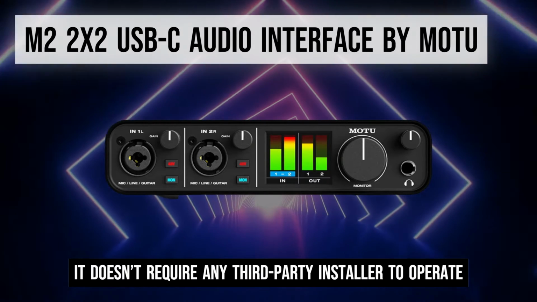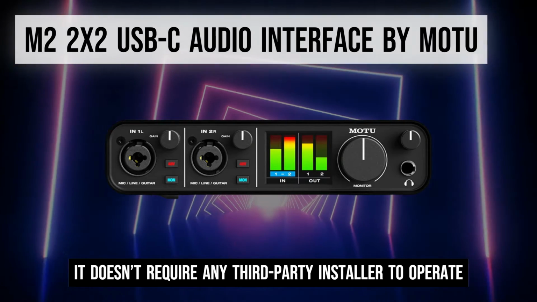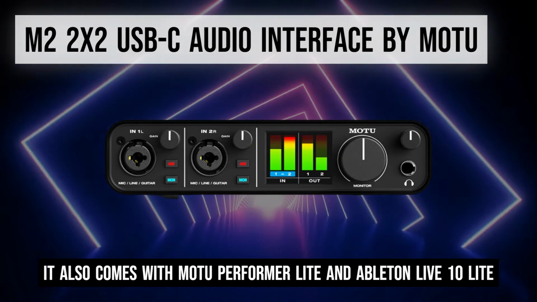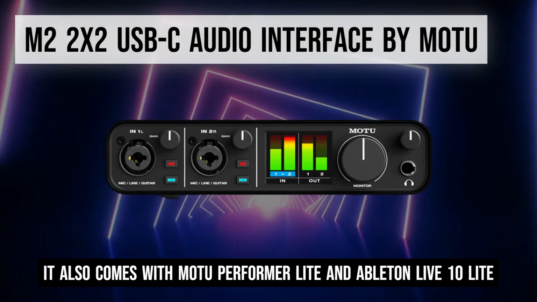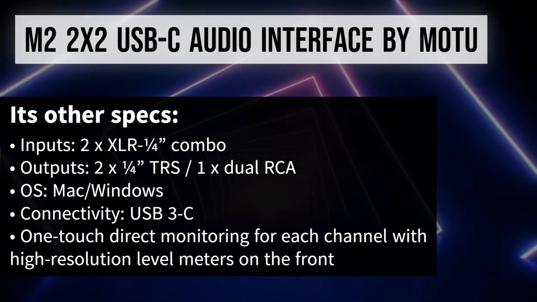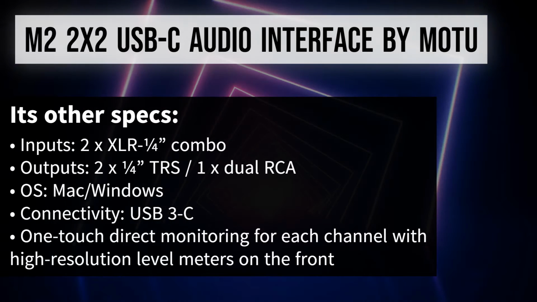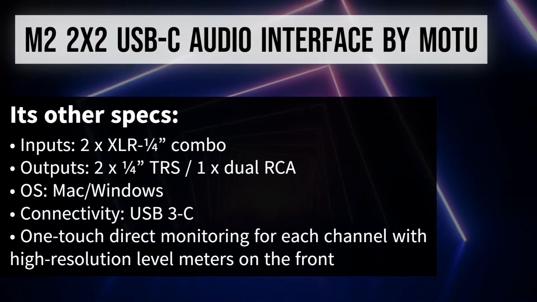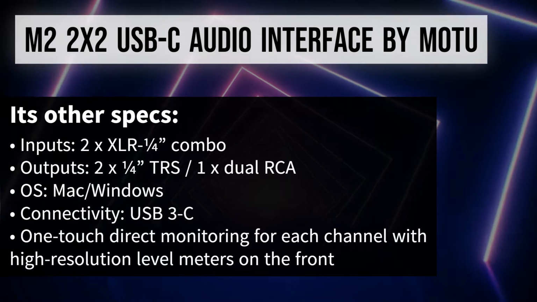It doesn't require any third-party installer to operate, which is a huge plus if you don't want to manage another piece of software. But it does support loopback via a driver. It also comes with Motu Performer Lite and Ableton Live 10 Lite, making it the perfect one, especially for beginners. Its other specs. Inputs, 2x XLR 1/4 inch combo. Outputs, 2x 1/4 inch TRS/1x dual RCA. OS, Mac/Windows. Connectivity, USB-C. One-touch direct monitoring for each channel with high-resolution level meters on the front.